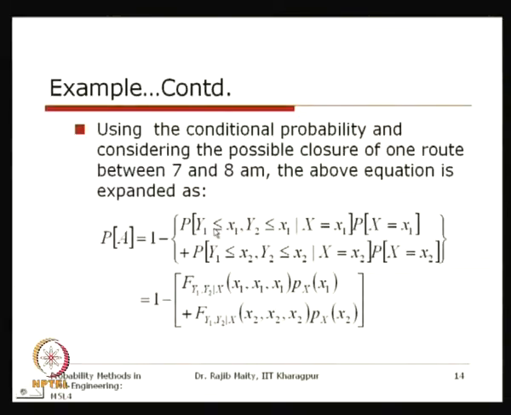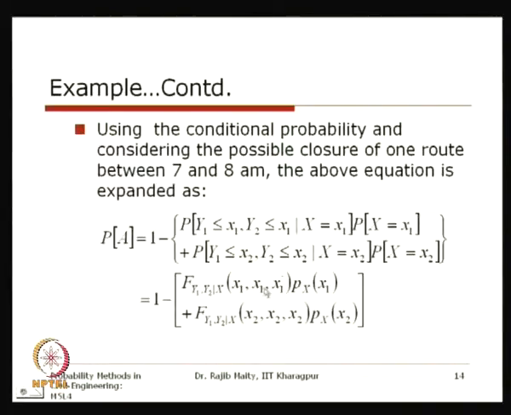And the other situation is when the supply is x2, that is, the probability that y1 is less than or equal to x2 and y2 is less than or equal to x2, on the condition that supply is x2, multiplied by the probability of x2. That means this is the cumulative conditional distribution for y1 and y2 when the supply is x1, and this is the cumulative distribution when the supply is x2.